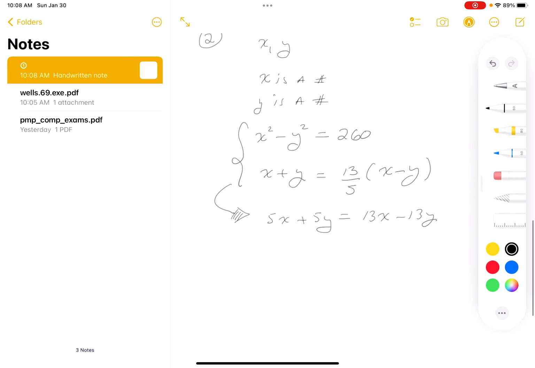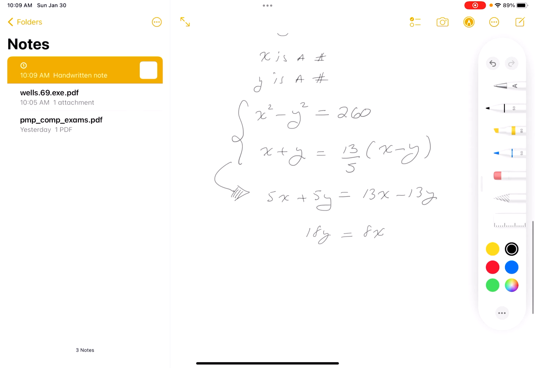And we have an answer key to look at, too. I want to emphasize we have an answer key to look at. And let me take a look at this. I've got to be really careful, don't I? So I'm going to add 13y to both sides. That's 18y. And then I'm going to subtract 5x from both sides. And if you subtract 5x, you'd get 8x.